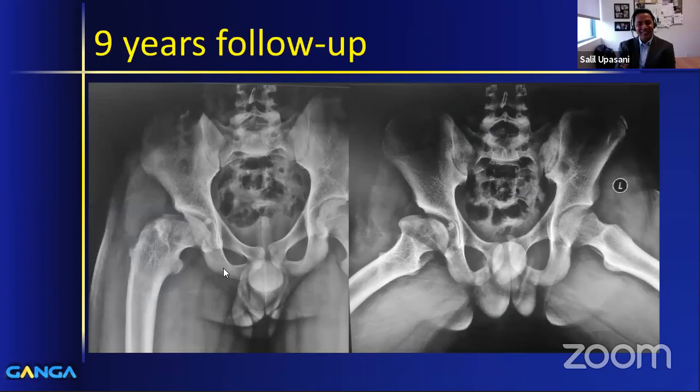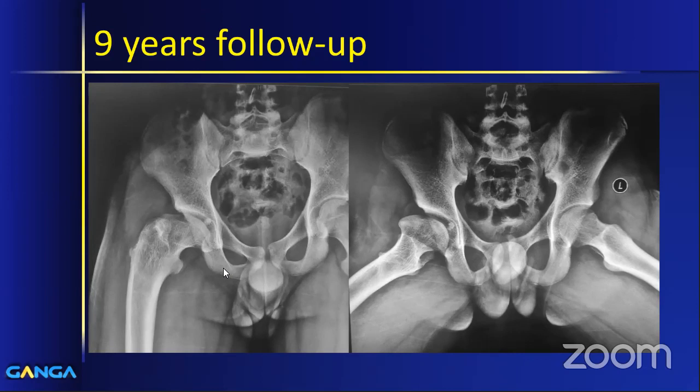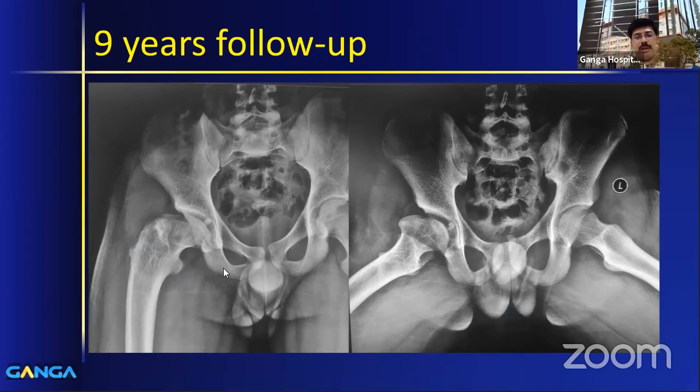All right. So this is the final X-ray. Yeah. Now it has hit the fan. So he came last May, 2019 May. He's not having any symptoms, but he's having shortening and a little bit of a limp. No pain. What do you think, Salil? Where is it heading to?